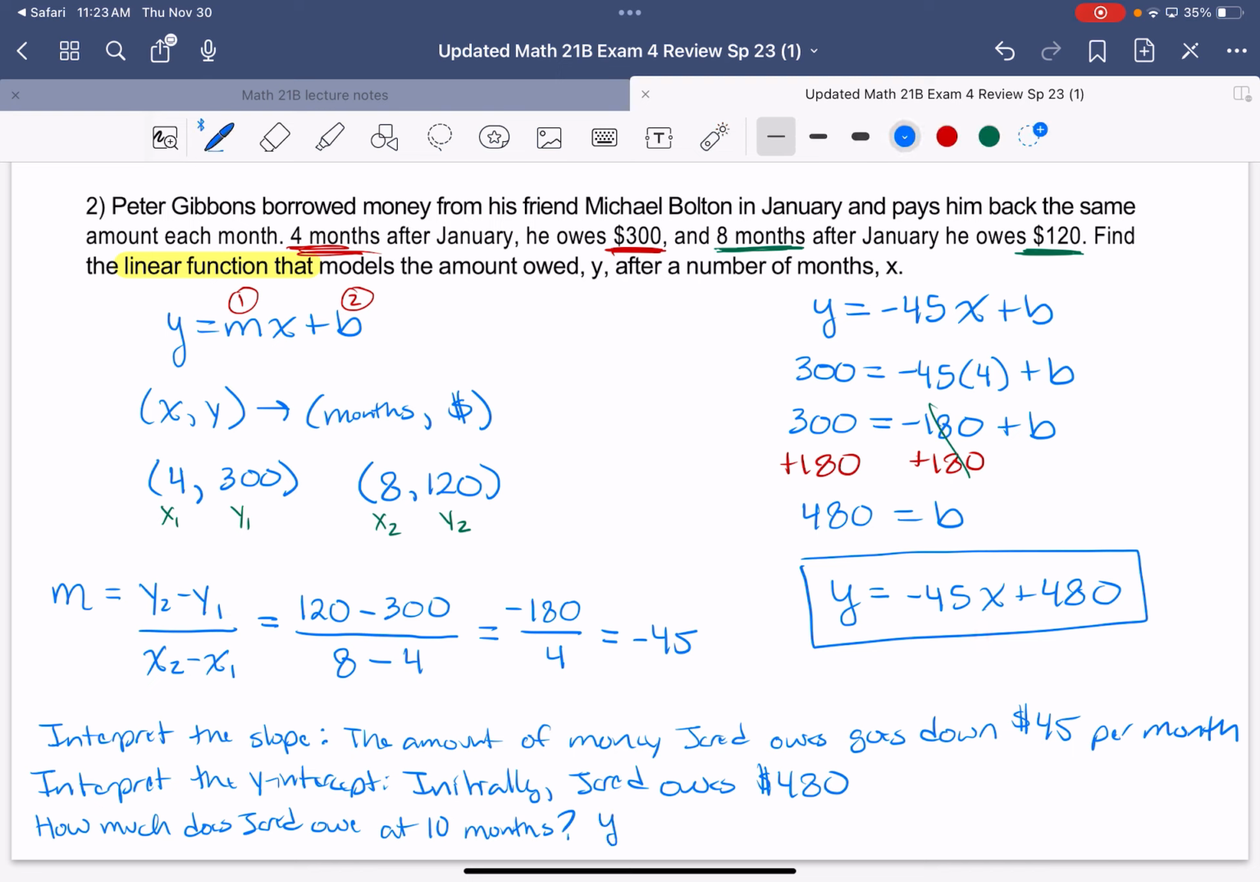So this will be y equals negative 45 times 10 plus 480. I'm just going to do that all in one go in my calculator. Negative 45 times 10 plus 480. That'll be $30. So after 10 months, he'll almost be done. After 10 months, he'll still owe $30. Again, go back to your notes, go back to the lesson, go back to your homework for further practice problems, finding the equation of the line.